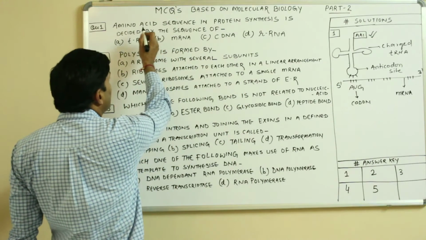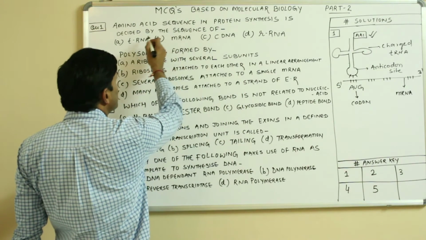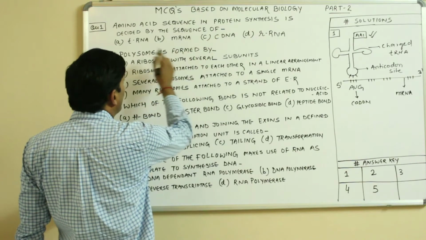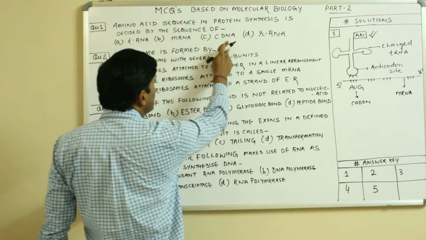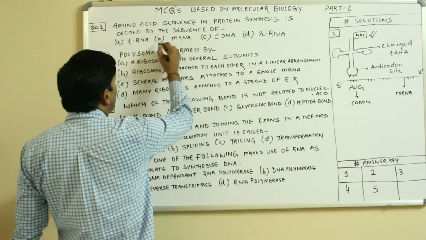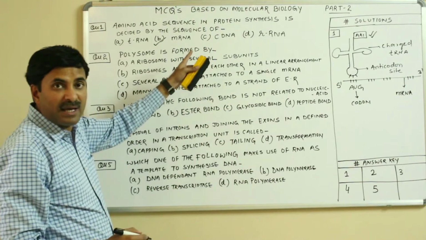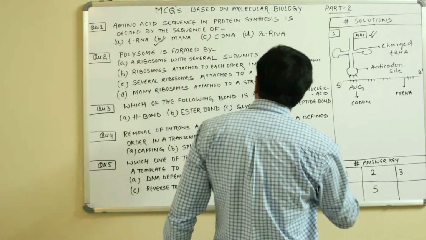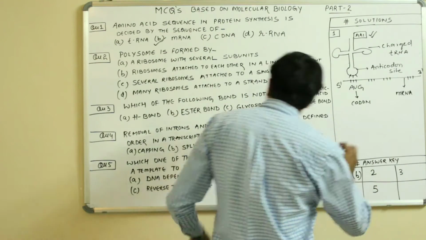So what will be the answer? Amino acid sequence in protein synthesis is decided by the sequence of what? tRNA, mRNA, cDNA or rRNA. So always remember that the answer will be B, that is mRNA. So question number 1 has the answer B.